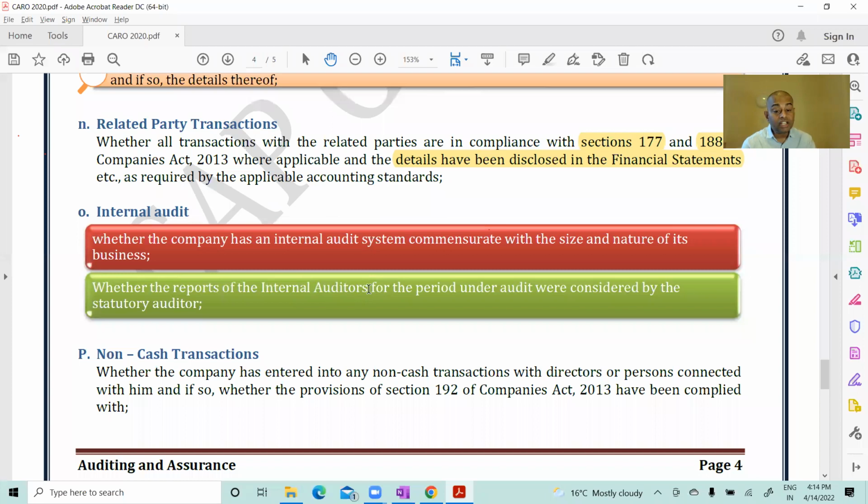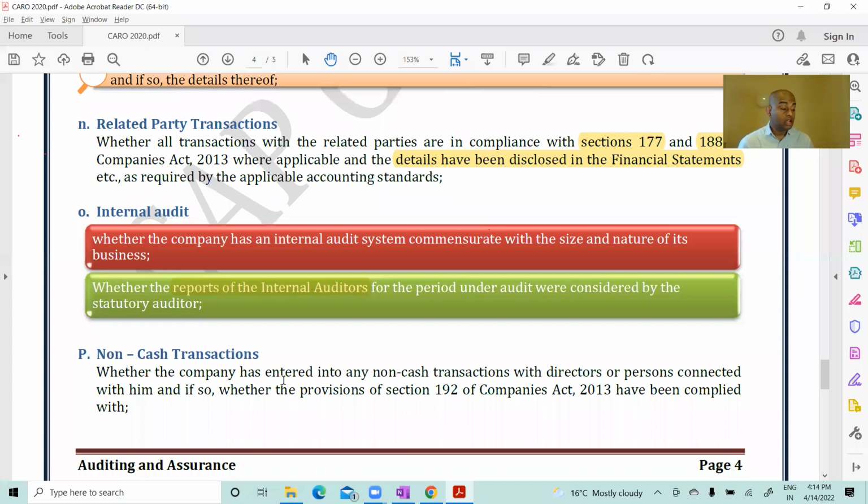Whether the reports of internal auditors, now you tell me, what is the frequency of internal auditors' reporting? Will internal auditors give an annual report, quarterly report, monthly report? How do they do it? External auditor, I know, only one report in a year. After completion of the year, they will conduct the audit, they will give one audit report to shareholders. What about internal auditors? Hello, tell me, what about internal auditors? There is no rule as such.